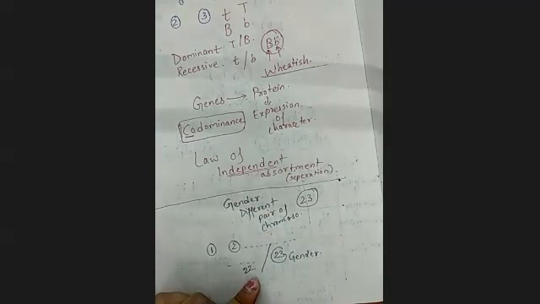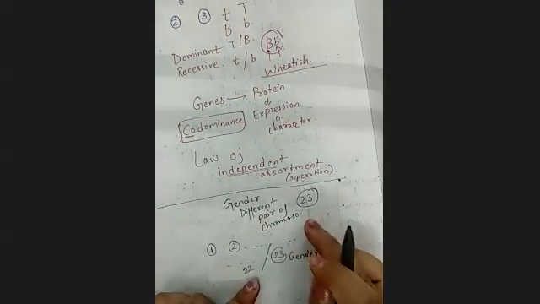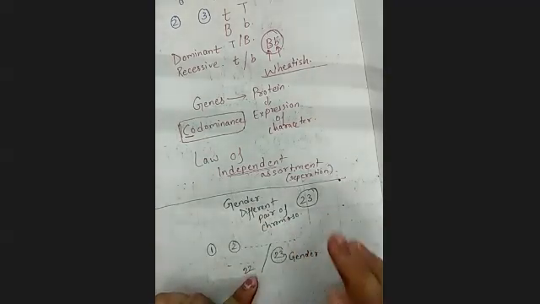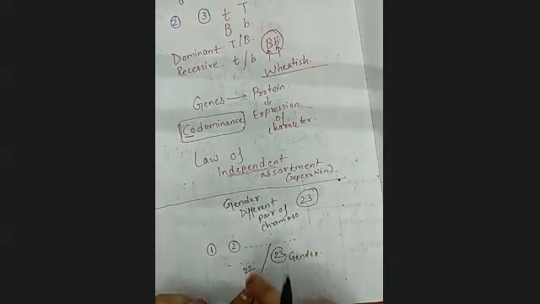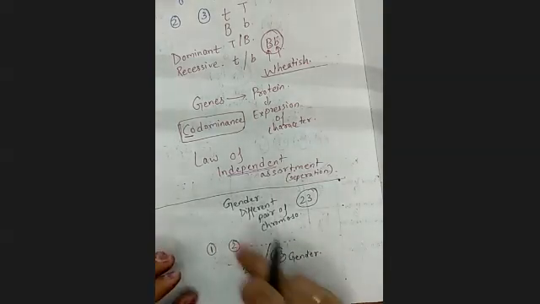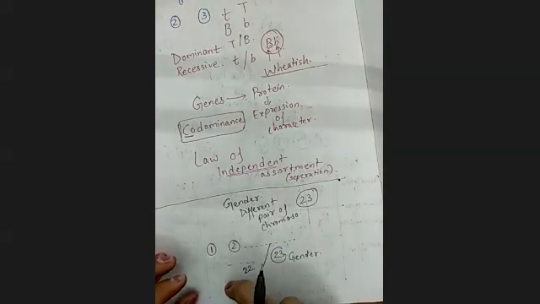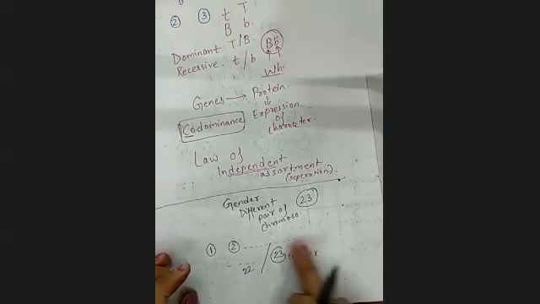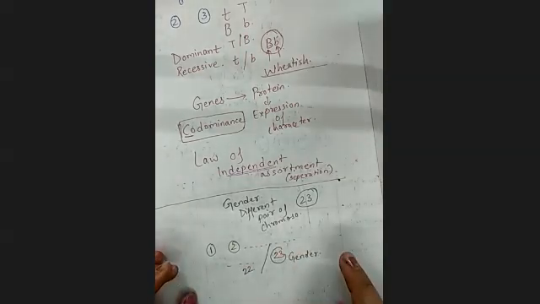Are you getting what I'm saying? Yes, ma'am. Okay. You got 23 pairs. Out of 23, 22 are deciding your whole body structure, your mental level, your physical level, everything, your hormones, your enzymes, how your immunity will work, everything will be decided by these 22. Only the last one is deciding your gender.